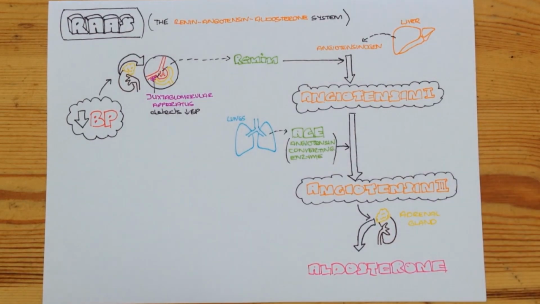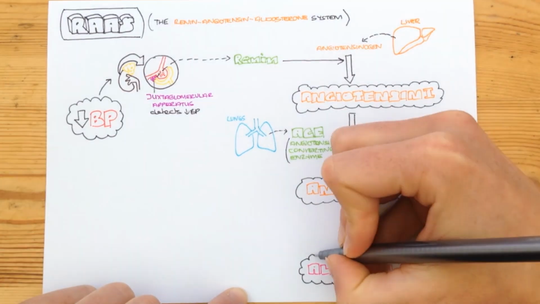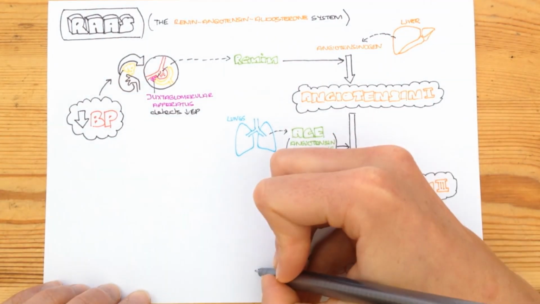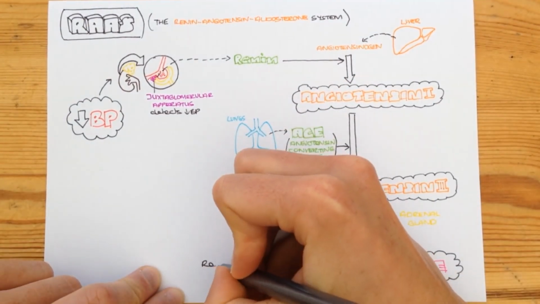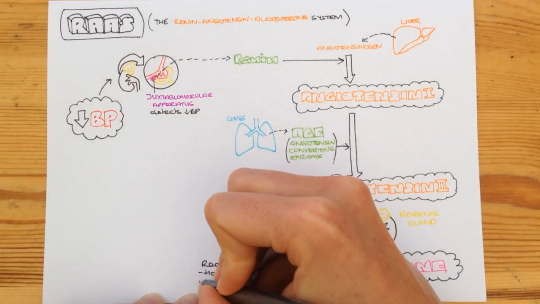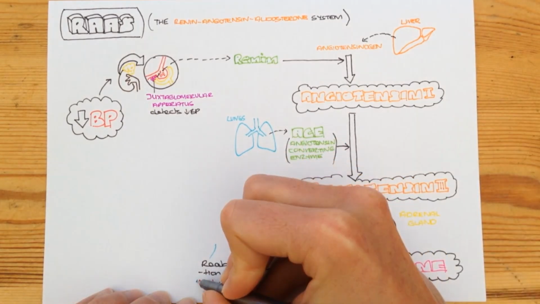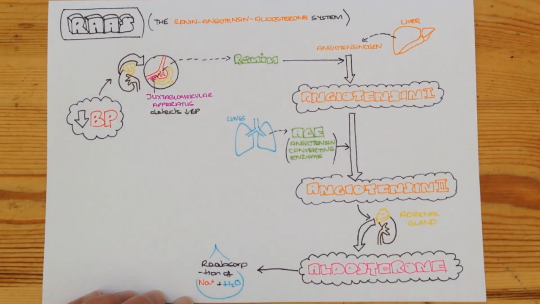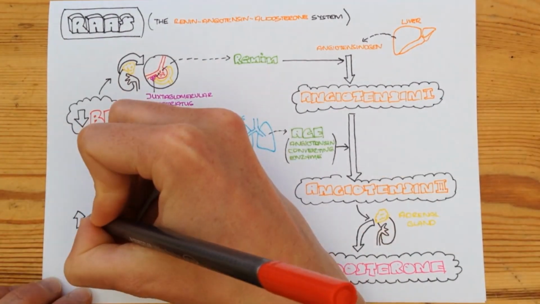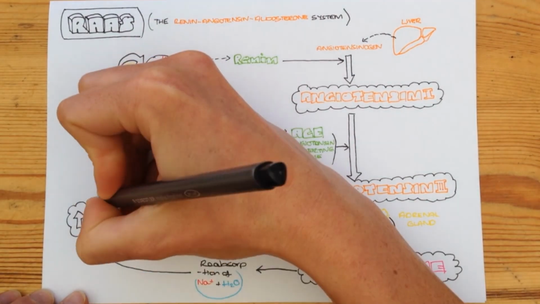And remember, what we want to do is to raise the blood pressure. That's what this system is all about. So the way aldosterone works is it acts on the collecting duct of the nephron. And what it does here is it causes the reabsorption of sodium into the blood, and where the sodium goes, the water flows. So as such, you reabsorb water back into the blood. So you're increasing the blood volume, and if you've got increased blood volume, you have increased blood pressure.